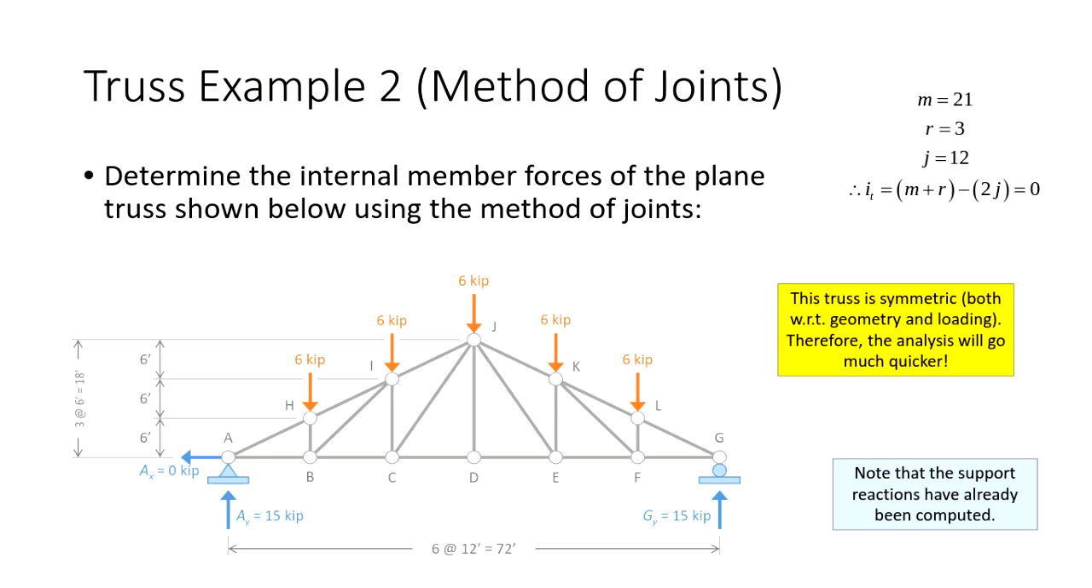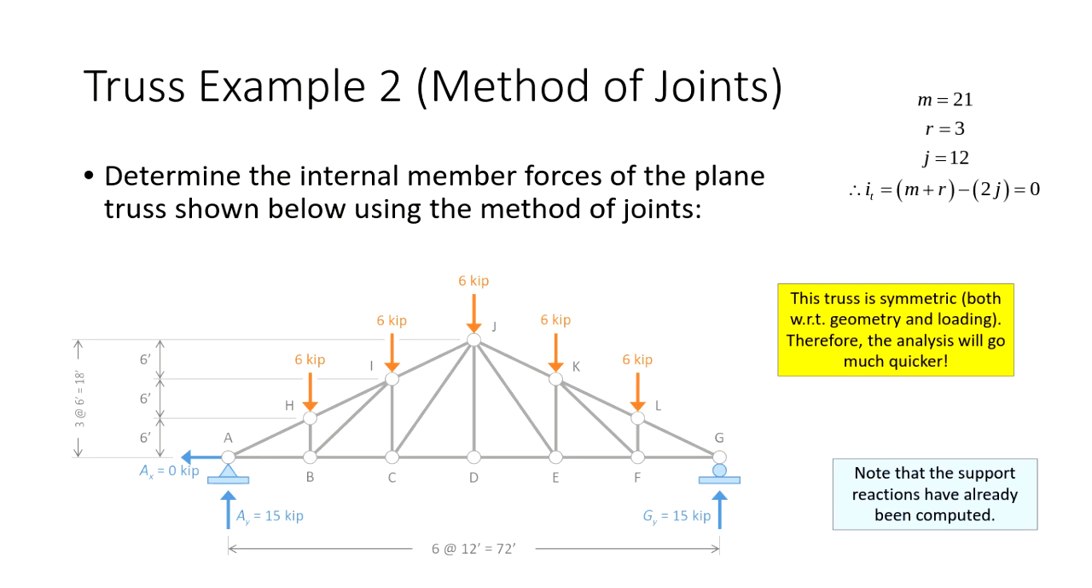Now, this one is a bit hairier, a bit nastier. But again, we're only going to solve half of it because the truss is symmetric. Now I want to be crystal clear. The only way that we can exploit symmetry is if the truss is symmetric with respect to both the loading and the geometry. If you look at the truss example that we did in class last time, that truss was symmetric with respect to the geometry, but it wasn't symmetric with respect to the loading, because we had loading going this way, loading going that way, and loading going every which way.